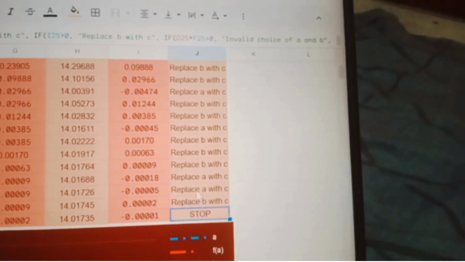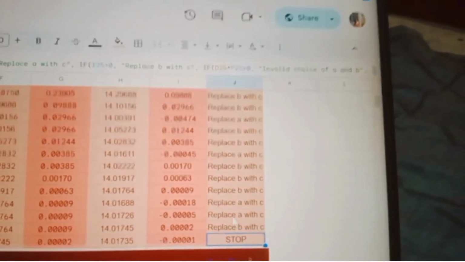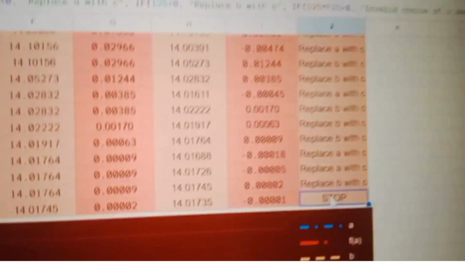As you can see here, the decision has shown stop. So it is when you stop. You must stop because the value is now reached.